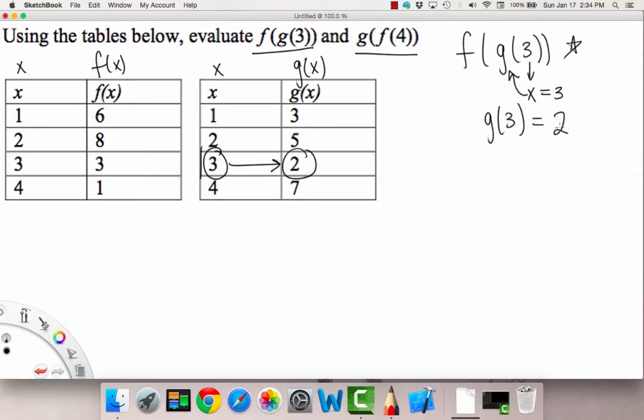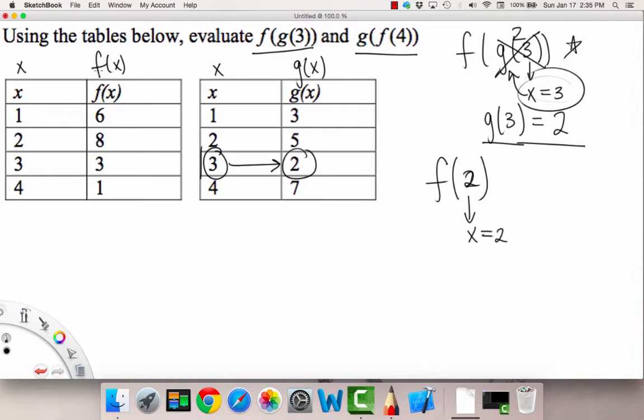Because we just figured out g of 3 is equal to 2, in place of this g of 3 we can plug in a 2. Now we've reduced this to a simple problem, f of 2. What is the value of our function f evaluated at the input of 2? If we look at our table, this takes the place of our x. x equals 2. x doesn't equal 3 anymore, because that was our innermost x.